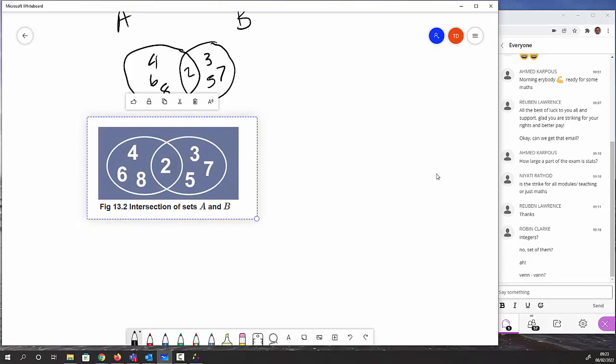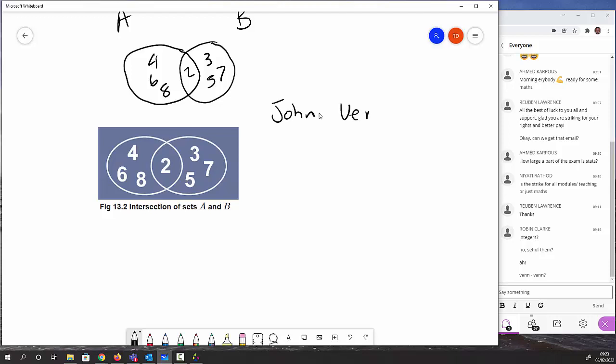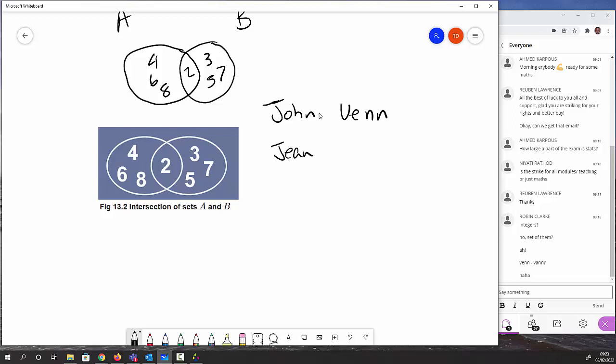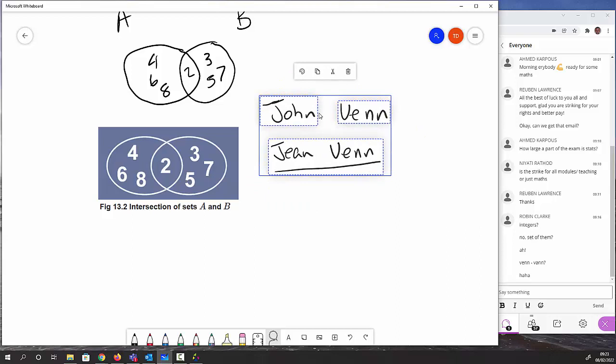Right, just to answer Robin's question, the mathematician who designed these is called John Venn. Some people call him John Venn. I went to university with his granddaughter, and she was actually called Jean Venn, but she pronounced her name Jean Van. So I suppose that's why I call them Van diagrams, but you call them what you want. It's entirely up to you, because of course you didn't go to university with her.